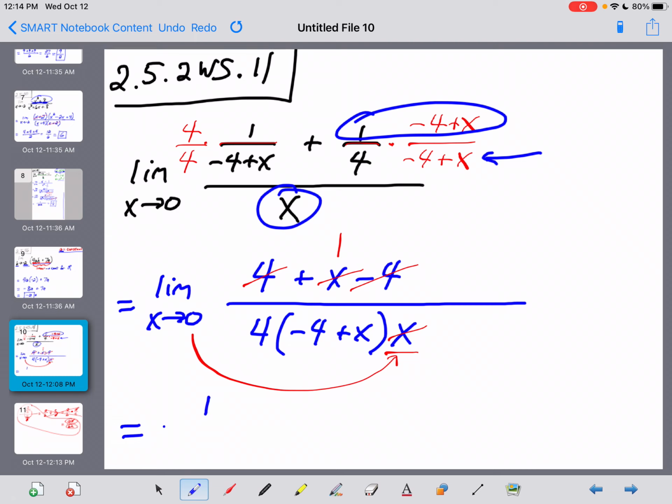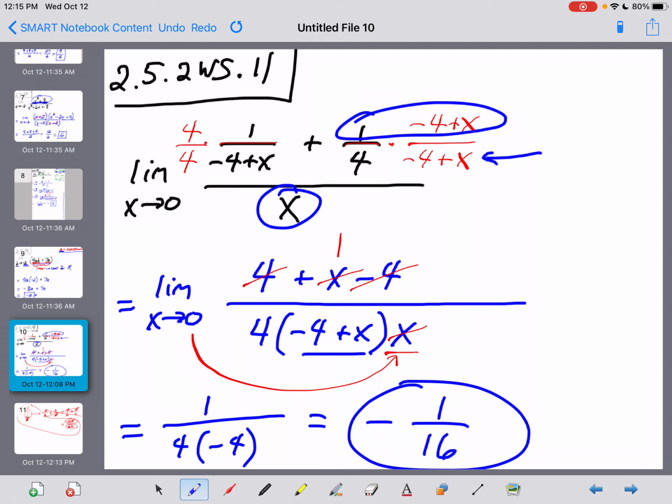We end up with a 1 in the numerator, and down in the denominator, we're going to take a 4 times, and then negative 4 plus 0 is just going to be a negative 4, and that should give us our answer here of negative 1/16 for this limit on problem number 11.